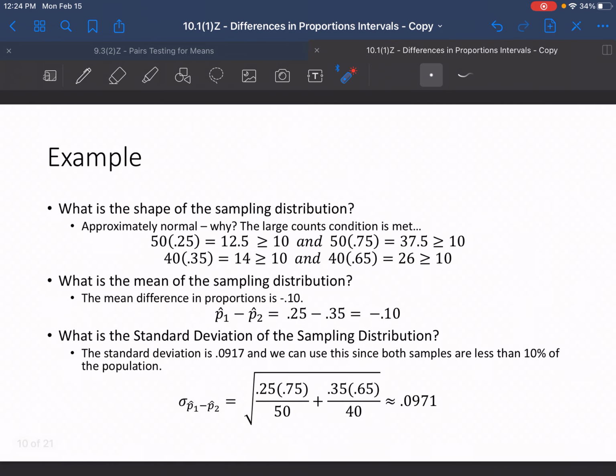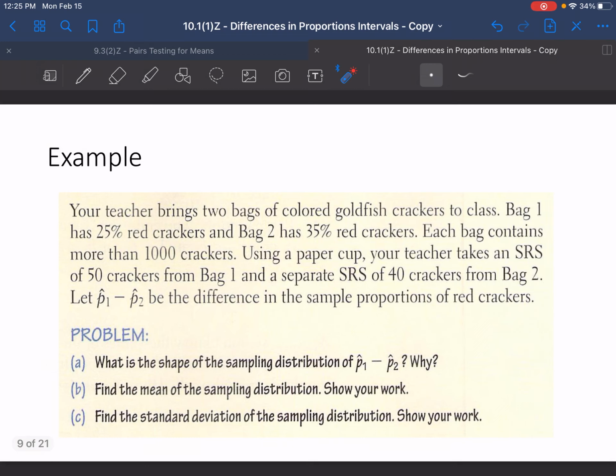Well, we just need to perform our large counts condition. We take the sample size from bag 1 times the proportion for success. That gives us 12.5, which is greater than 10, and the sample size from bag 1 times the proportion for failure, and that gives us 37.5, which is also greater than 10. We would perform the exact same test, using a different sample size and different proportions for bag 2. Both of those are going to be greater than or equal to 10, so we can say that the shape is approximately normal because the large counts condition is met, and we show our work by writing that out right there. So part A is taken care of.